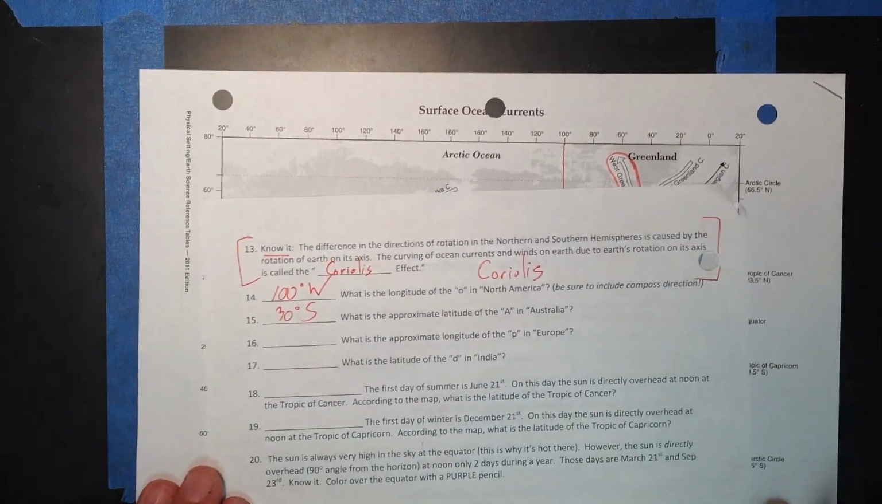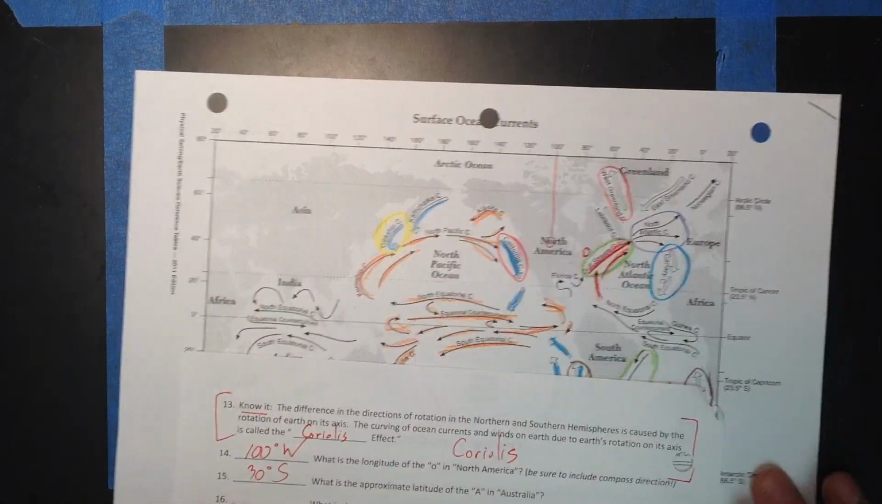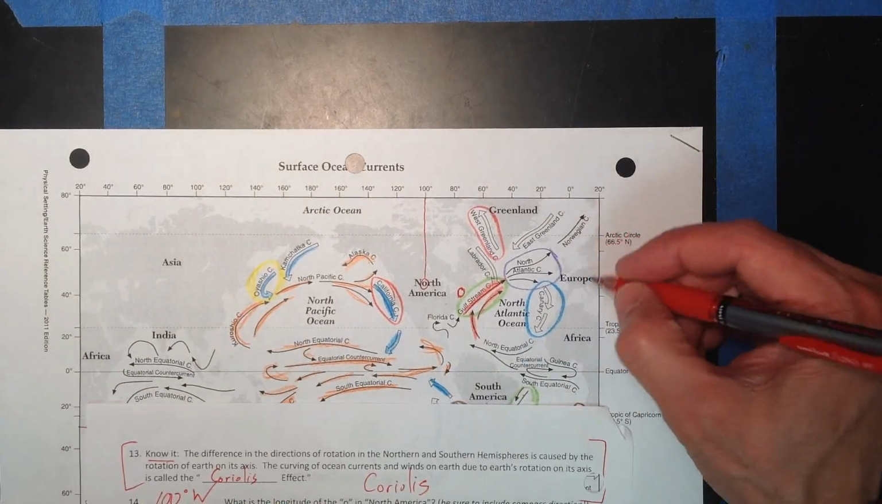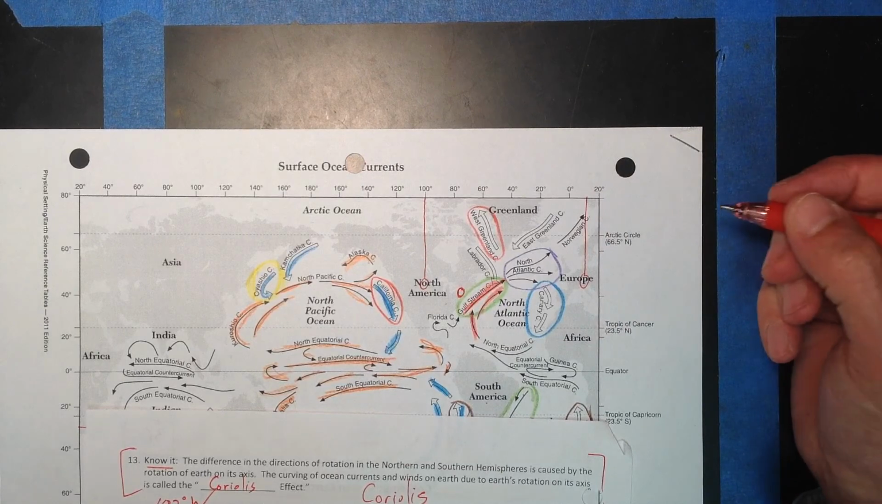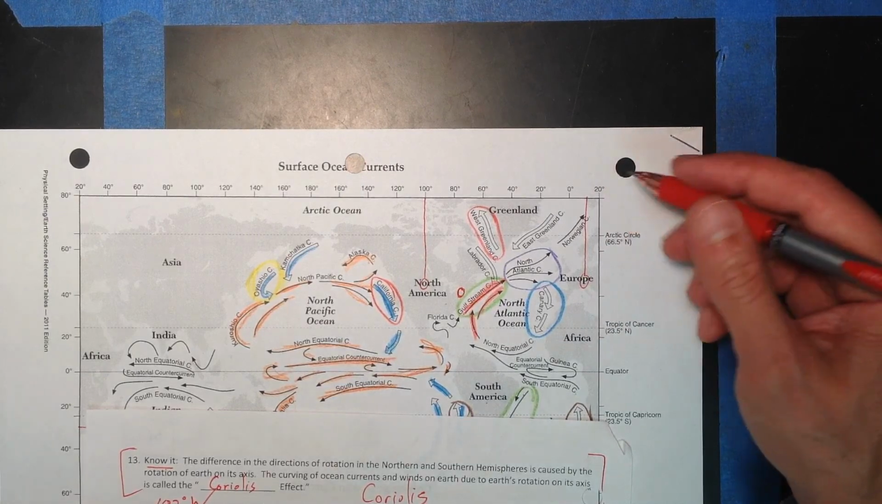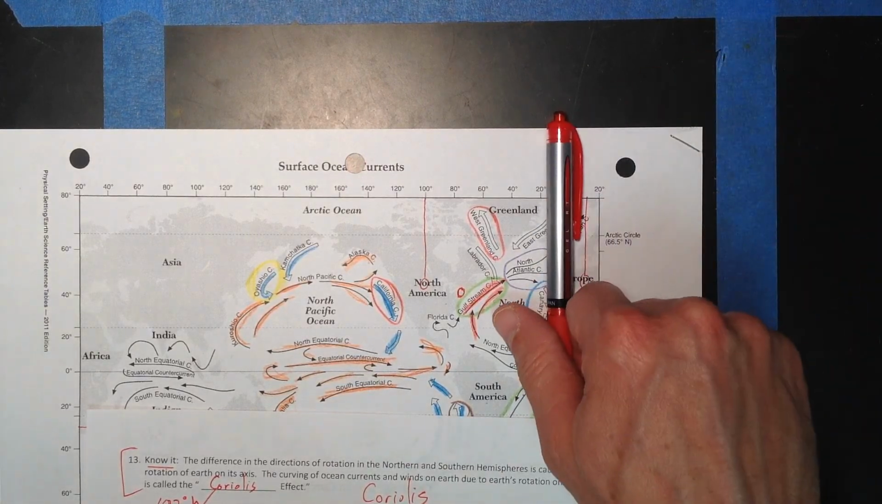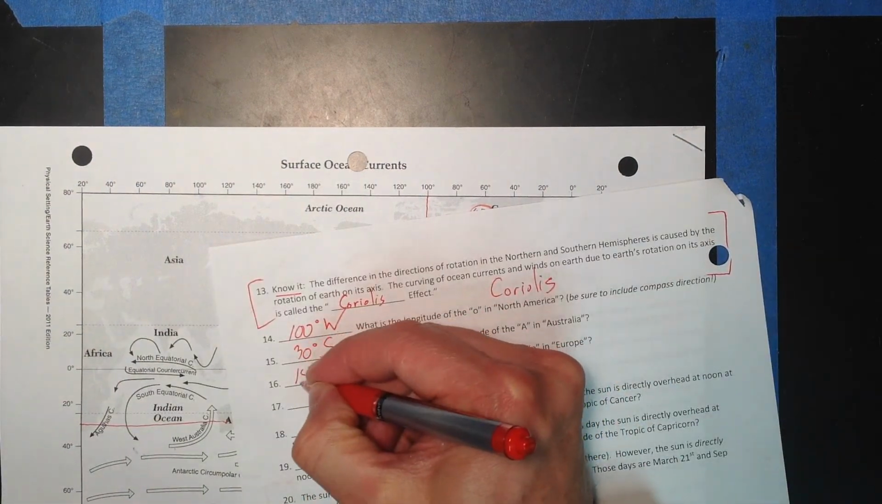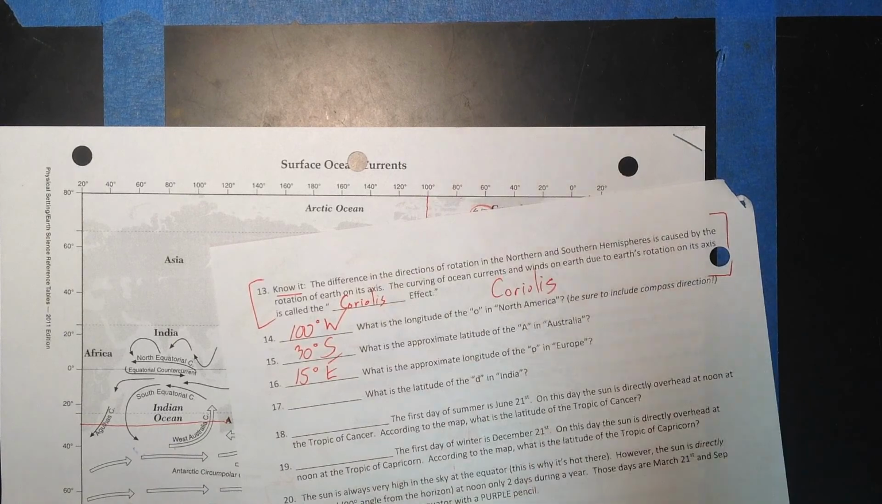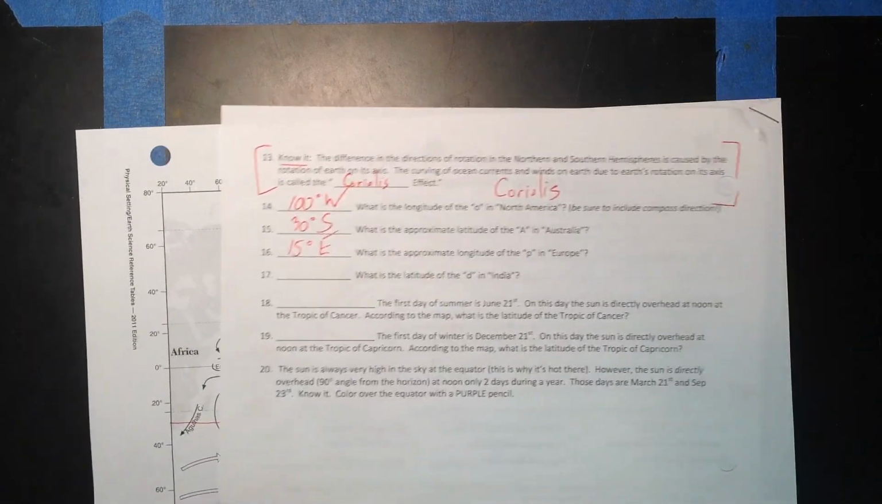What is the approximate longitude of the P in Europe? What am I doing? Longitude of the P in Europe. I'm going to go like this. Okay? 15 maybe? 10? I think 15. And this is zero now, so it is now east. 15 degrees east. 15, maybe 10. But east is really where people tend to falter on this one.